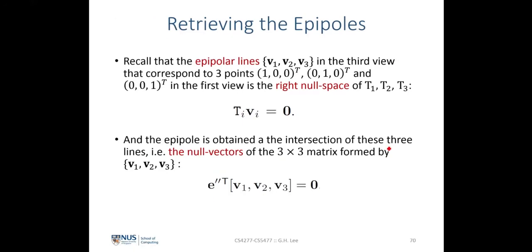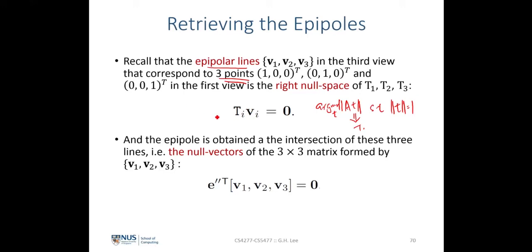We can enforce the epipolar constraints on the trifocal tensor after we compute the tentative trifocal tensor T1, T2, T3 by minimizing the norm of AT, subject to the constraint that the norm of T has to be 1. Recall that, given a trifocal tensor T1, T2, T3, we can compute the epipolar lines in the third view, which we denote as v1, v2, v3, that correspond to three special points denoted by (1, 0, 0), (0, 1, 0), and (0, 0, 1).